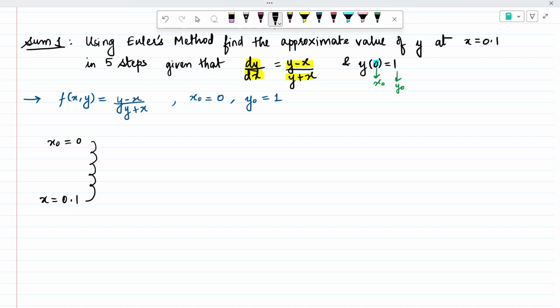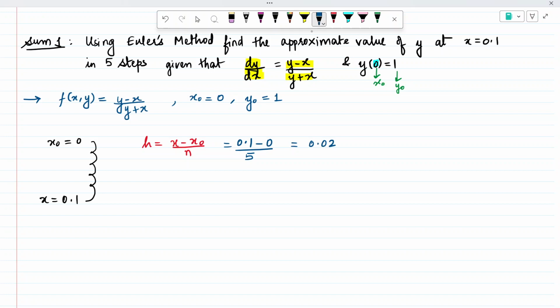5. Is this correct? In 5 steps you have to reach x is equal to 0.1, and remember the step size should be equal. I cannot take big steps or small steps. How do I calculate the step size? Your step size will be your h. So h would be equal to (x minus x0) divided by the number of steps. That is 0.1 minus x0, which is 0, divided by 5, the number of steps we have to take. 0.1 divided by 5 is 0.02. You can check it in your calculator.